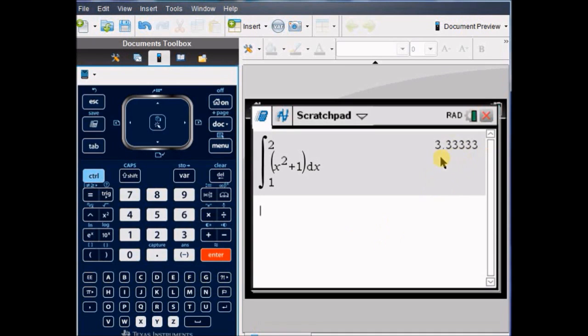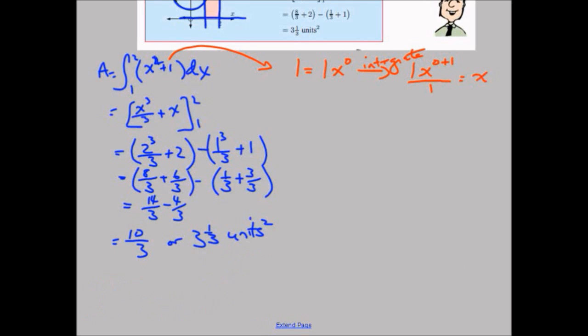And again, it gives us the answer right here, 3.33. So pretty cool. All right, so 10/10 is the answer there.